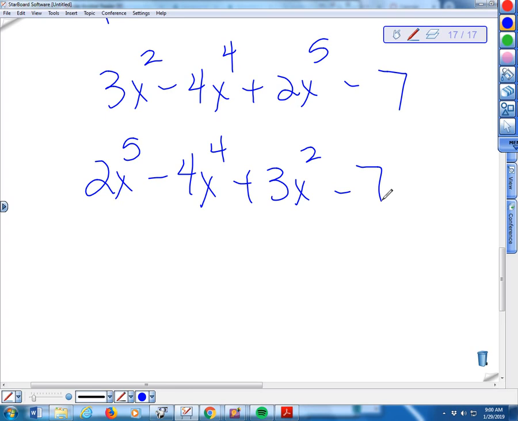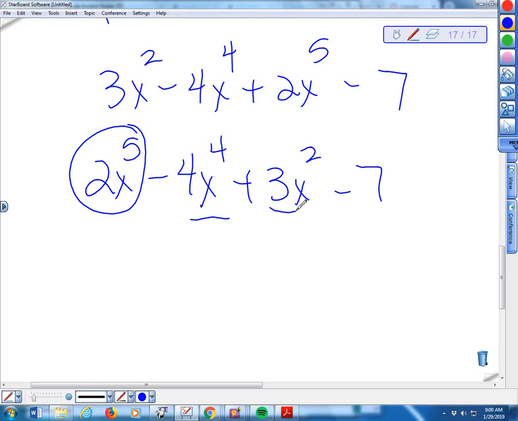Once you've got it in the correct order, you can answer questions about it. What is the leading term? 7? No. This whole thing is a term: this is one term, two terms, three terms, four terms. The leading term is 2x to the fifth.